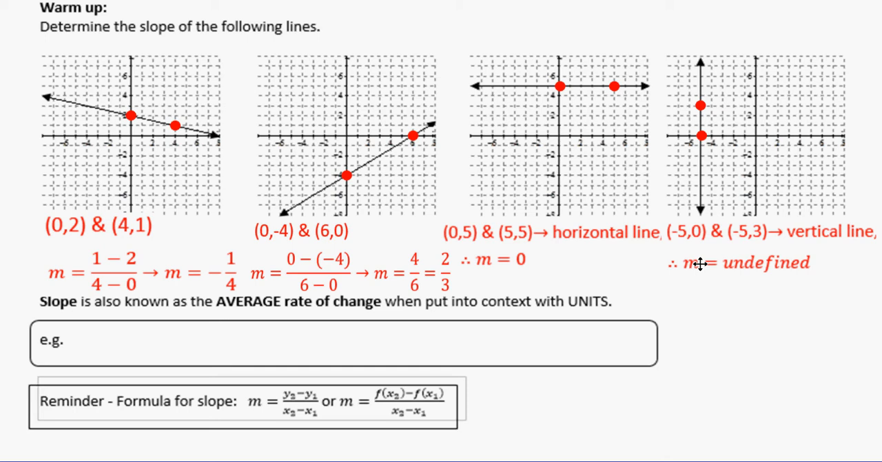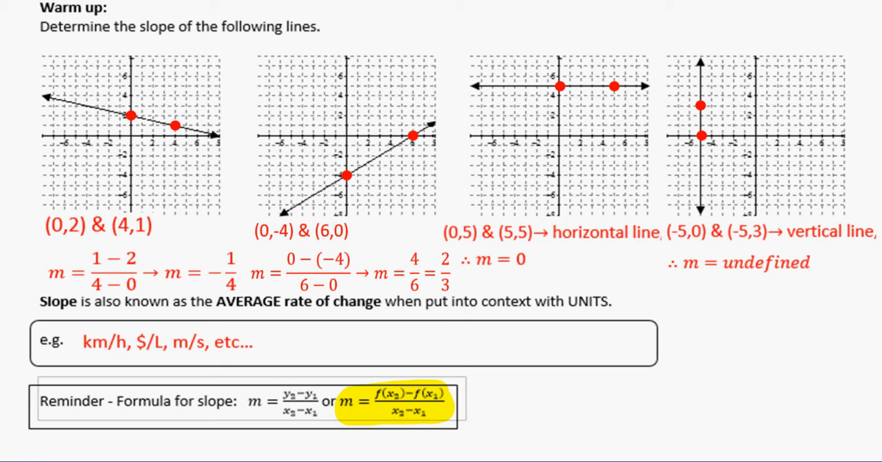Alright, so slope is also known as average rate of change, but put in the context of units. For instance, what are some units I can have? Kilometers per hour, dollars per liter, meters per second. You can think of some others. Formula reminder for slope: m is equal to y2 minus y1 over x2 minus x1. However, we are really going to focus on the average rate of change formula today. It is the same formula.